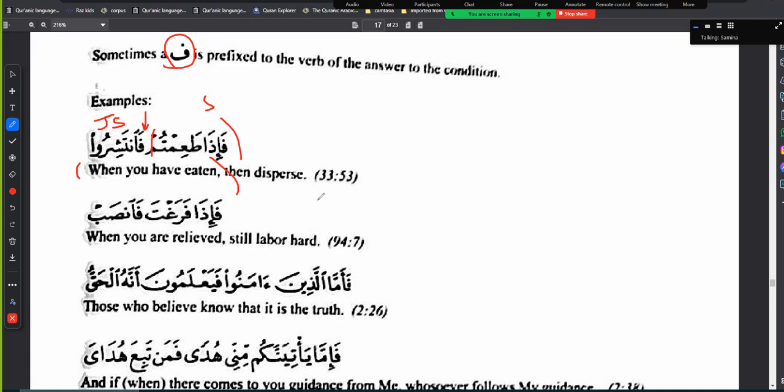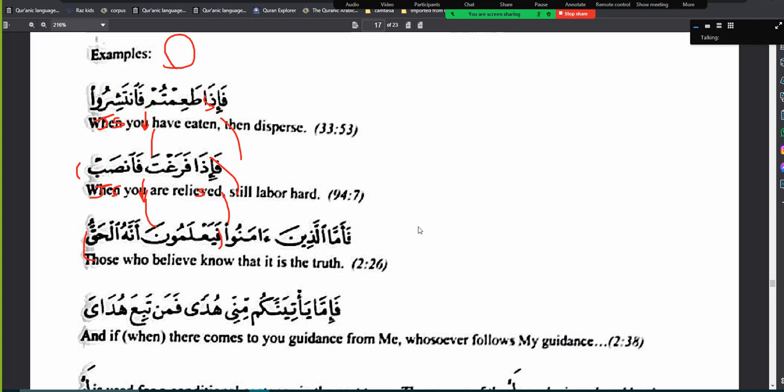Or فَإِذَا فَرَغْتَ فَانْصَبْ. So which is the shart and which is the jawabu shart here? فَإِذَا فَرَغْتَ is the shart, and fansab is the jawabu shart. When you are relieved, still labor hard. So in the jawabu shart, you have a fa in it. Like fa is the clue for us to find the jawabu shart.